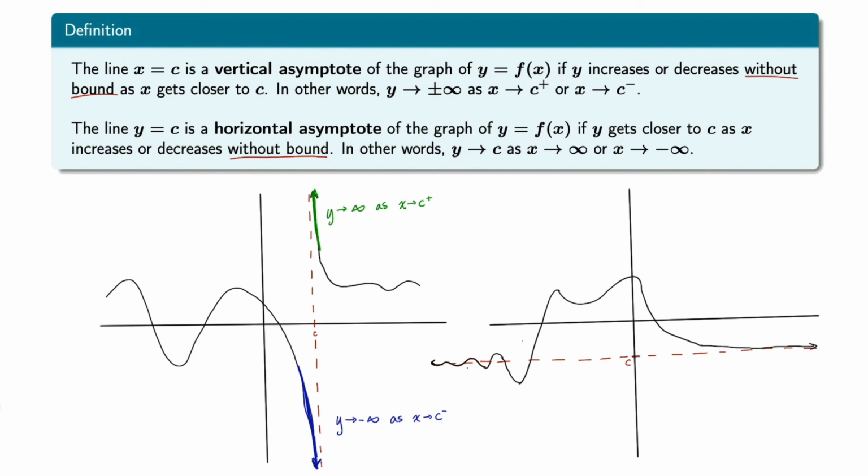So again, as far as these portions of the graph, okay, this one right here is y approaches c as x approaches negative infinity. And this portion of the graph over here is y approaches c as x approaches positive infinity. Because as x grows and grows and grows and grows, our y value gets closer and closer.